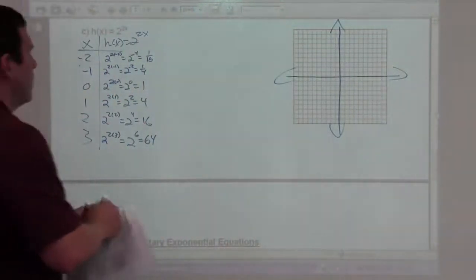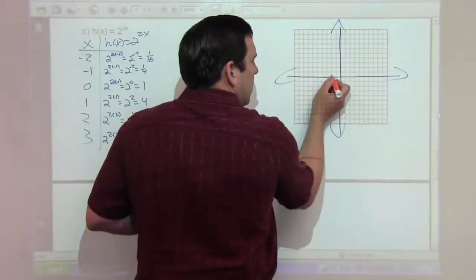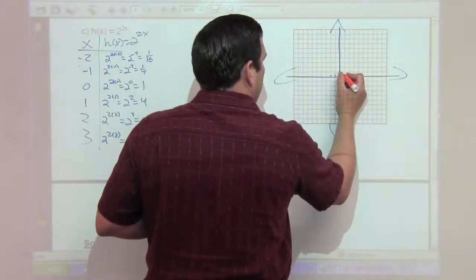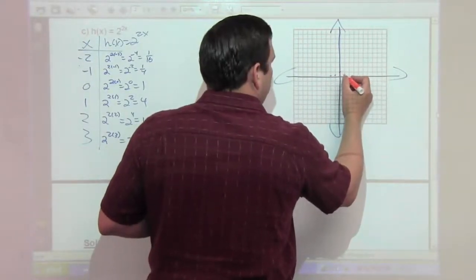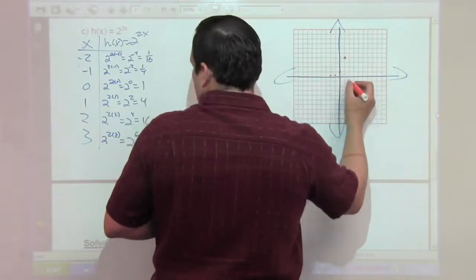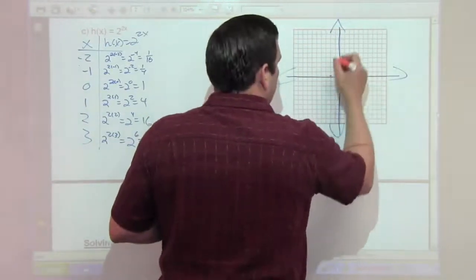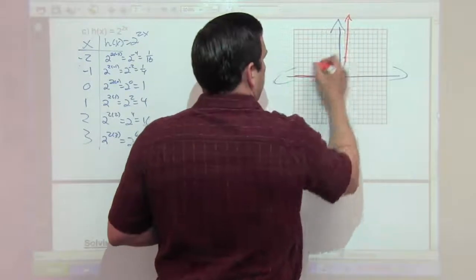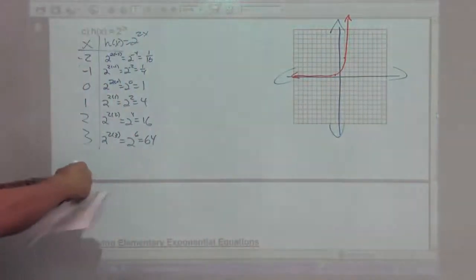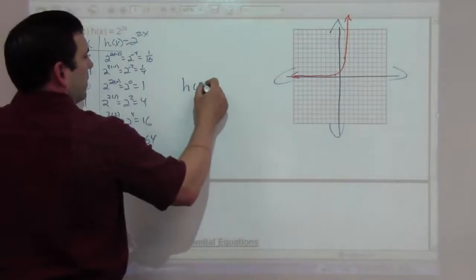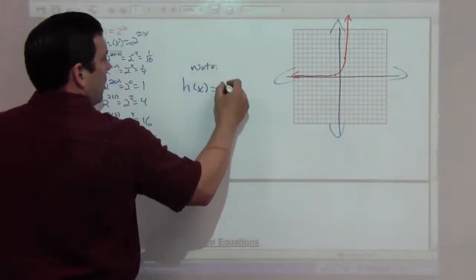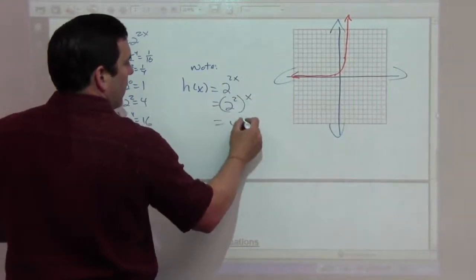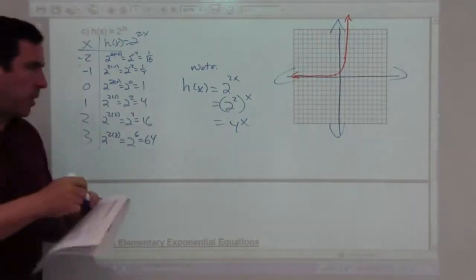Okay, so negative 2 corresponds with 1/16. Negative 1 corresponds with 1/4. 0 corresponds with 1. 1 corresponds with 4. 2 corresponds with 16. That's going to be beyond our graph. So, like that. Now, something else you could have done with this is treated h of x equals 2 to the 2x, which is 2 squared to the x, which is 4 to the x. So we could look at it that way as well.